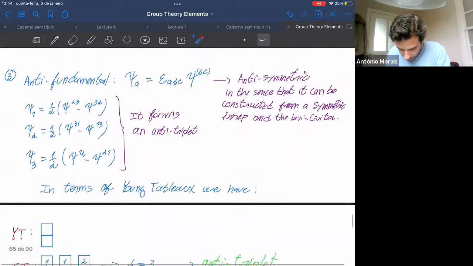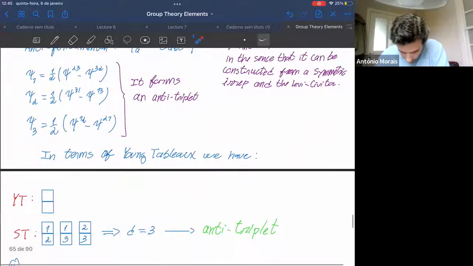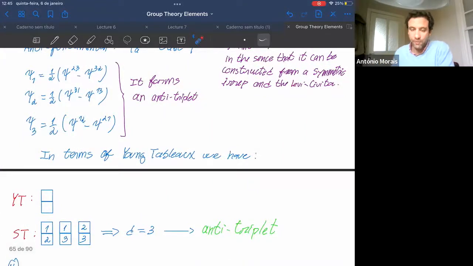So in terms of Young tableau, we have two boxes stacked on top of each other, which has only three possibilities. The numbers have to grow in columns. Remember that numbers have to grow in columns. So it goes 1, 2; 1, 3; and 2, 3. So you count the number of standard tableaux, you have 3, and you have an anti-triplet, right?